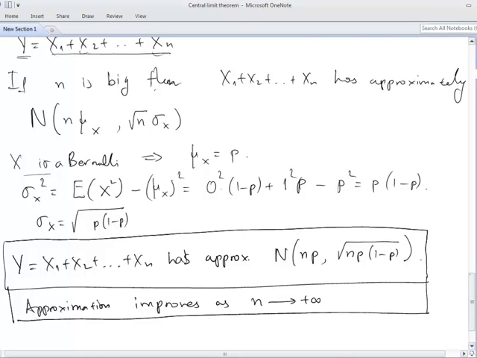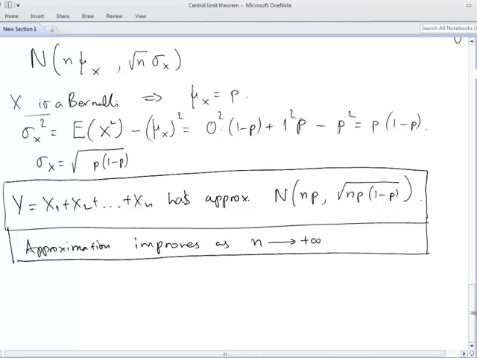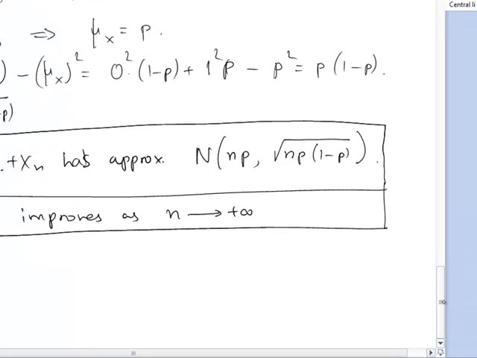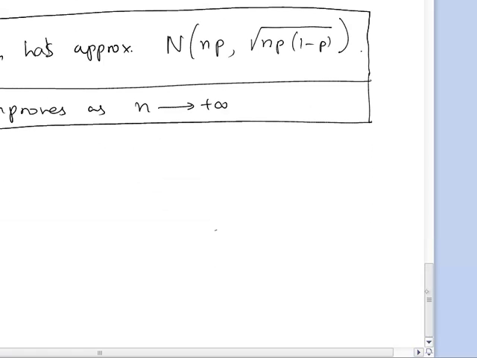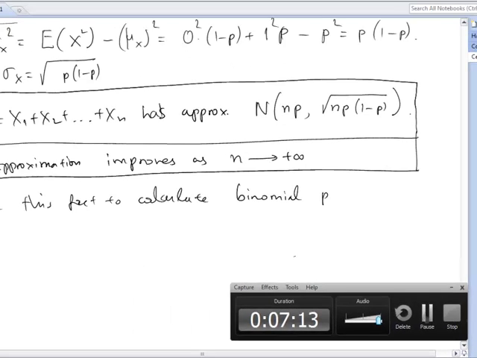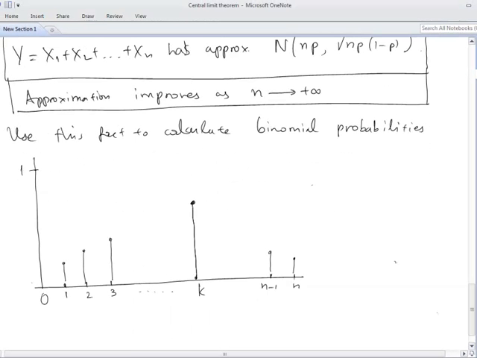As n tends to plus infinity. And I can use now this trick to calculate binomial probabilities, and we can do that in the following way. Use this fact. So we want to calculate now binomial probabilities, and again we have n experiments and p probability of success for each Bernoulli trial.